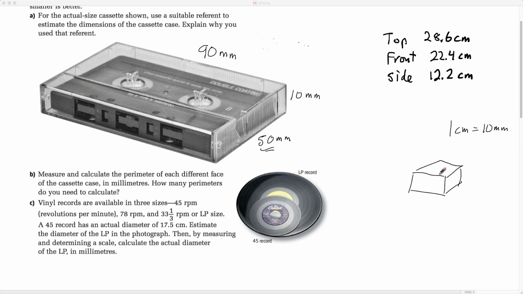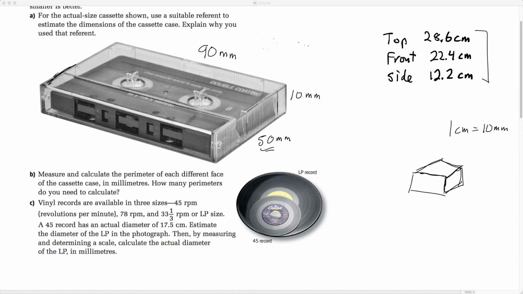We know intuitively that these faces are all equal to each other, so the perimeter around the top will be the same as the perimeter of the bottom. The perimeter of the right side will be the same as the perimeter of the left side. Perimeter of the front the same as the perimeter of the back. And these are the answers that the textbook would have given.